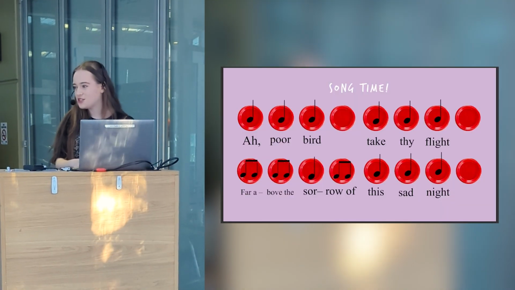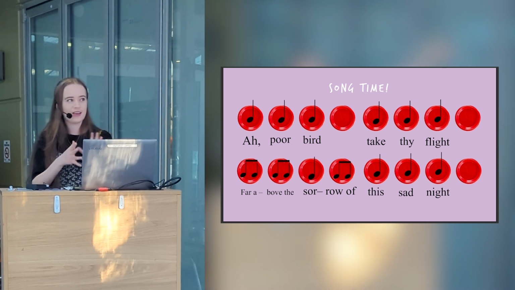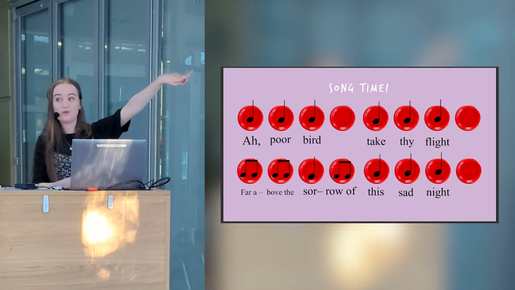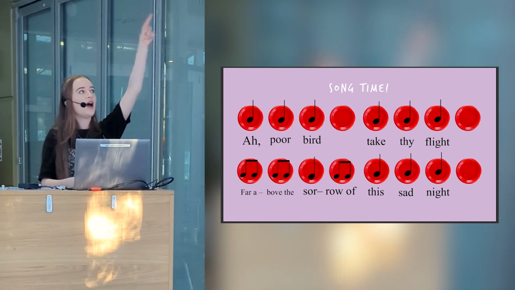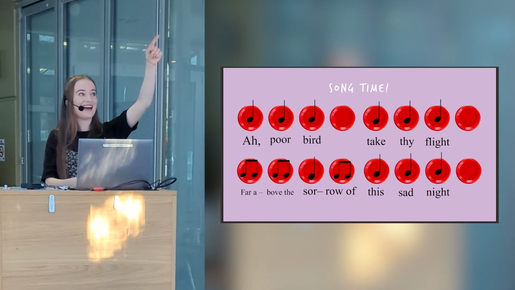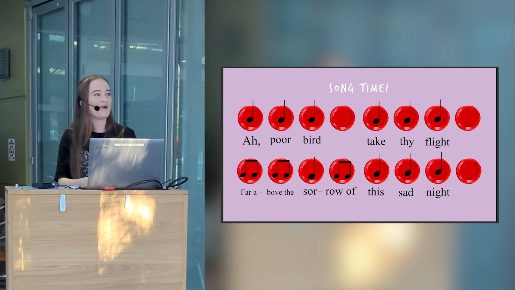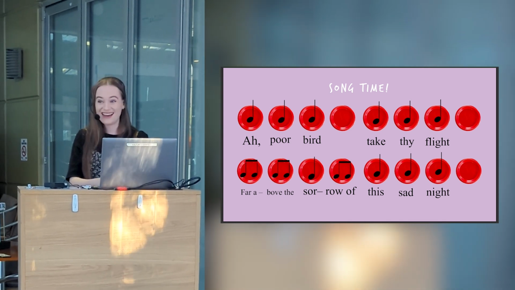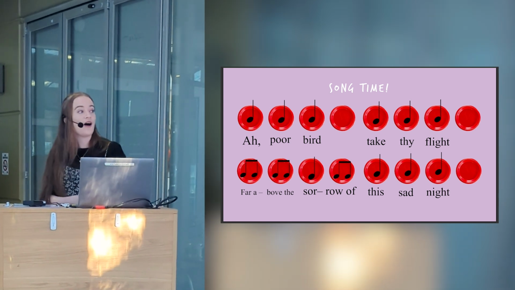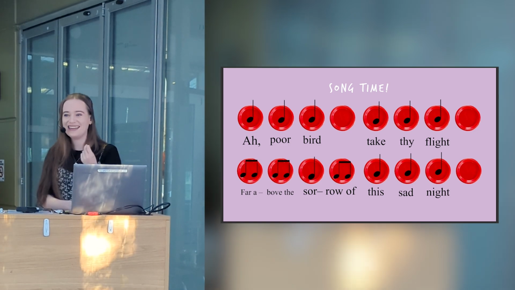Let's add our lyrics to our rhythm. So lyrics are just when we put words to music. You've probably heard that word before. Let's try speaking these words to that rhythm. Here we go. 3, 4. Poor bird, take thy flight far above the sorrow of this sad night. Fantastic. Let's try this second line again. Here we go. Far above the sorrow of this sad night.